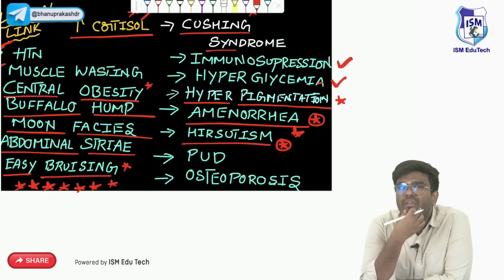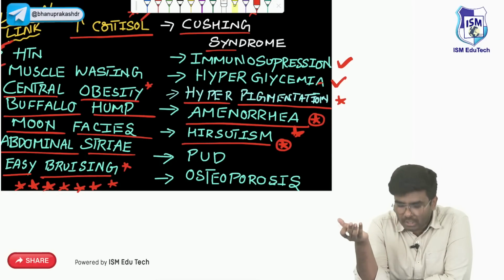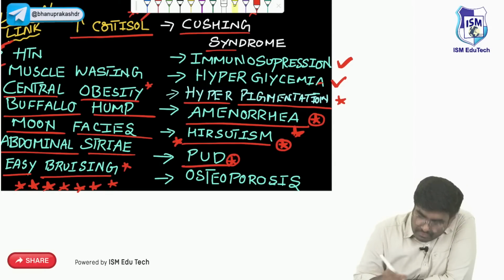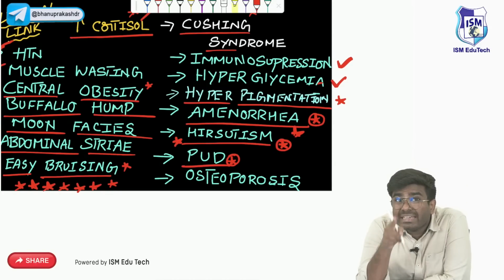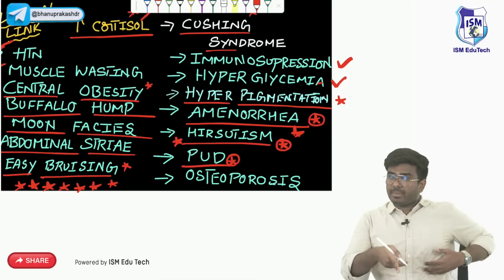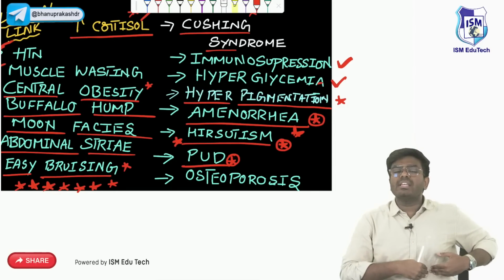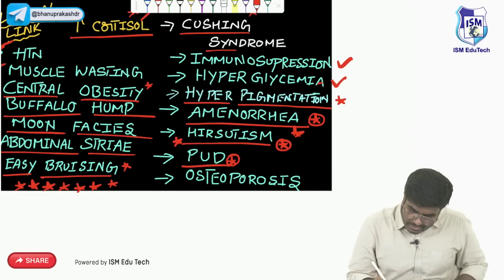Why is there excessive growth of hair? I just don't want to get into detail, it takes a lot of time. Just remember, the patient will have hirsutism. Peptic ulcer disease, this is very, very important. Cortisol increases the acid production in the stomach, I have explained to you. More cortisol means more acid production in the stomach, which causes peptic ulcer disease.